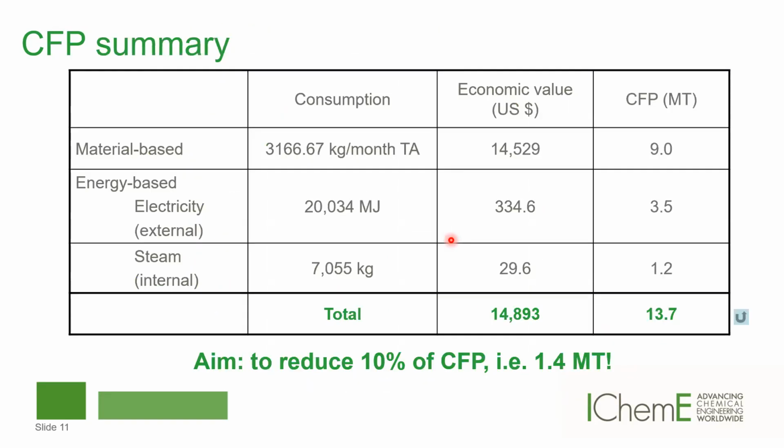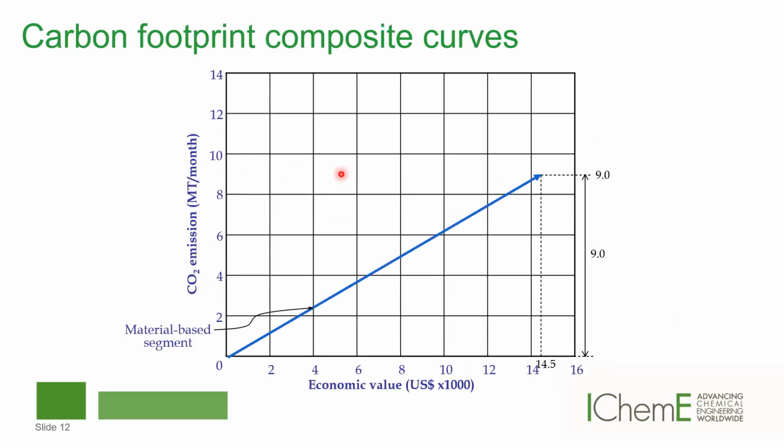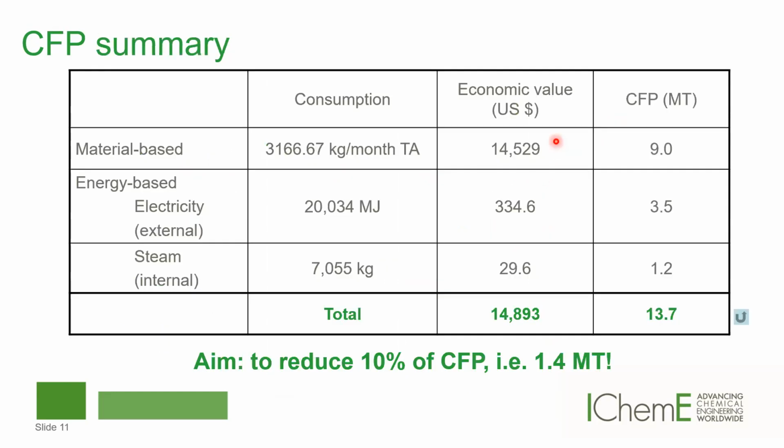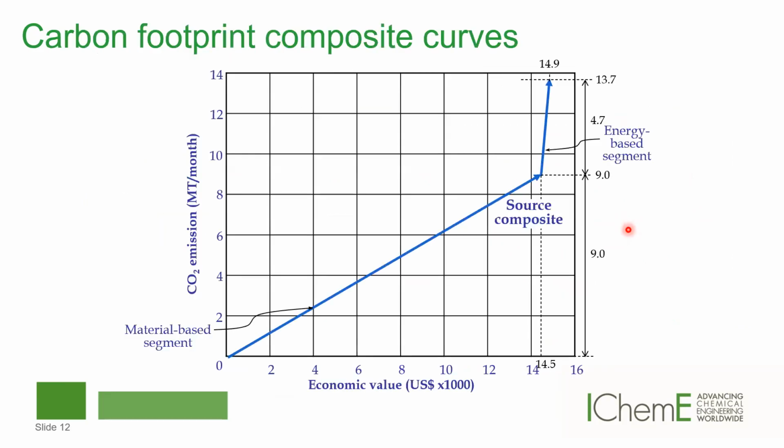So $14,000 tsaka 9. Ayan, so ito yon, 9 and 14.5 thousand dollars. Next is the energy based. So it's the addition of these two. Okay, these two. So ayan, pinagsama na yung electricity and steam.